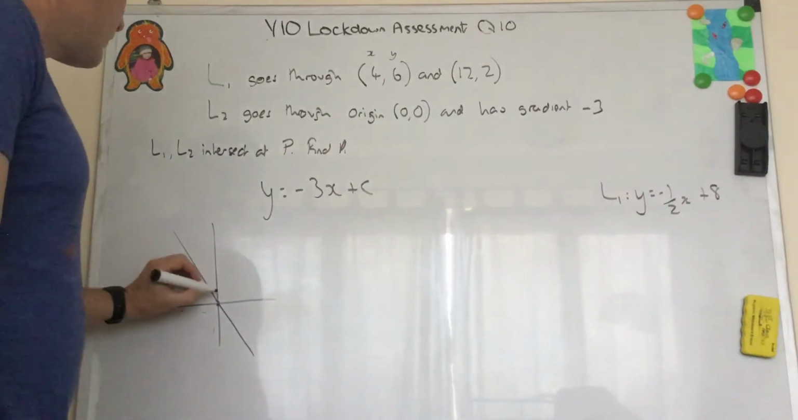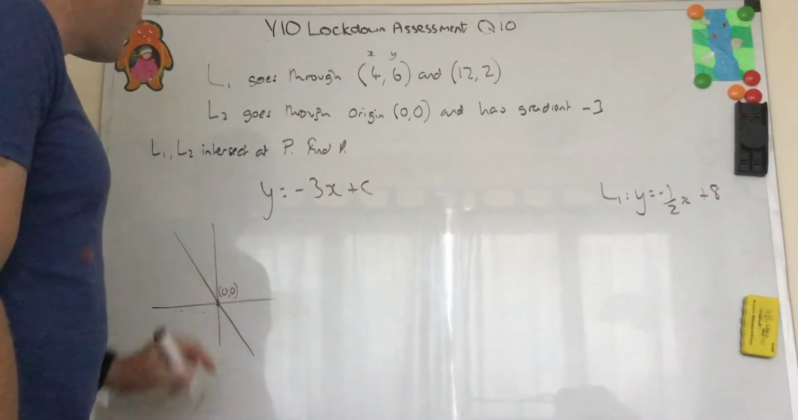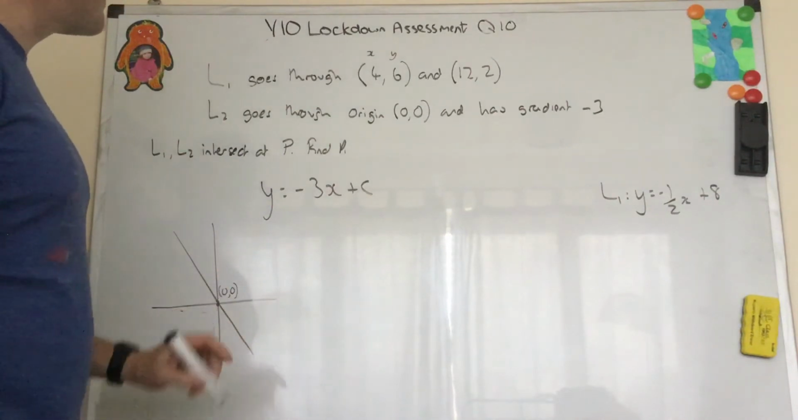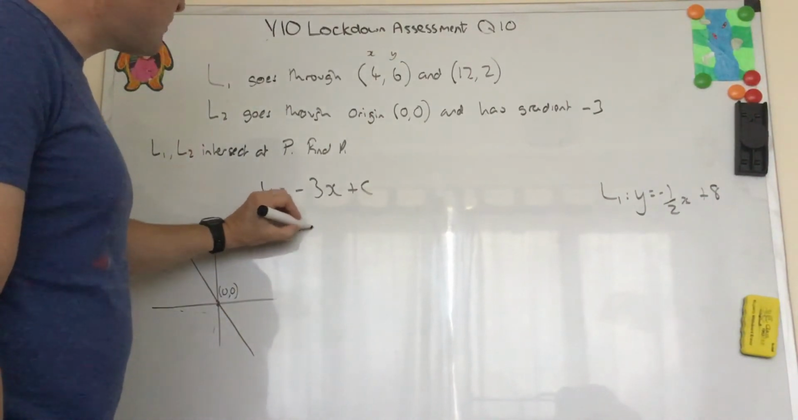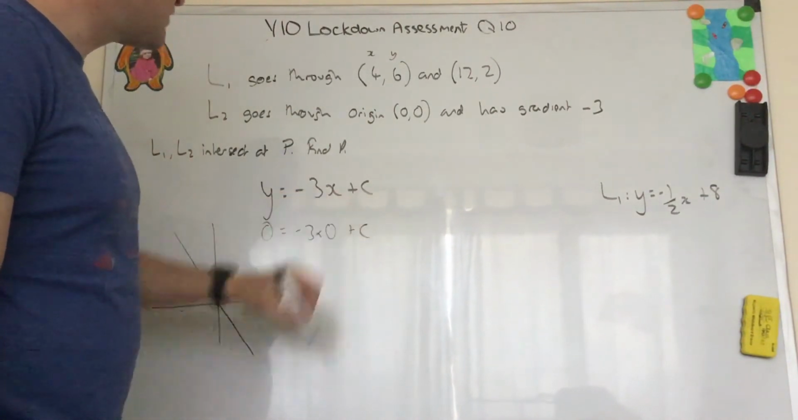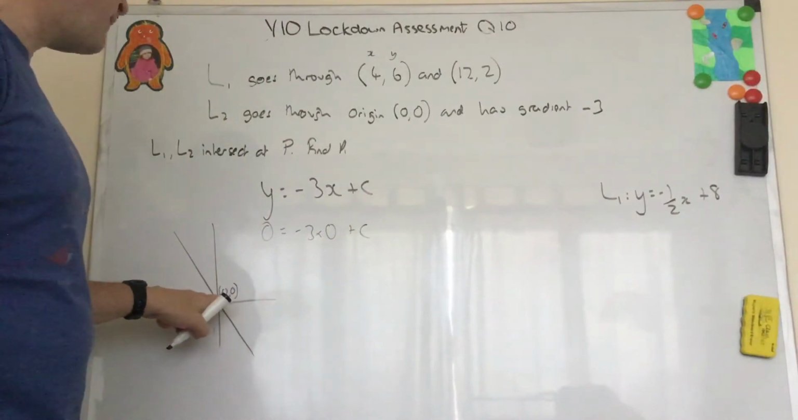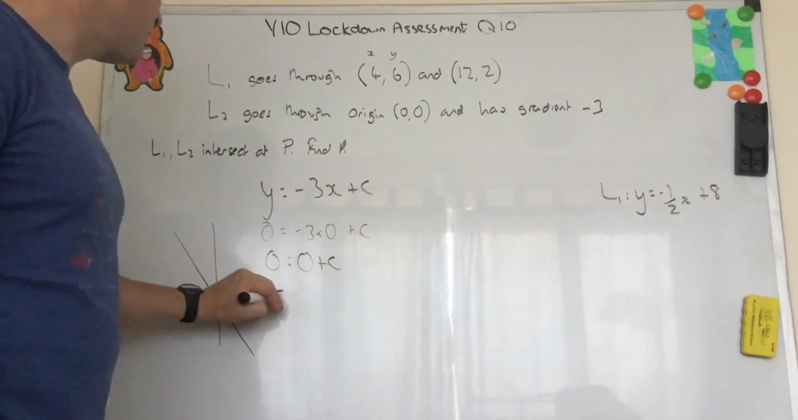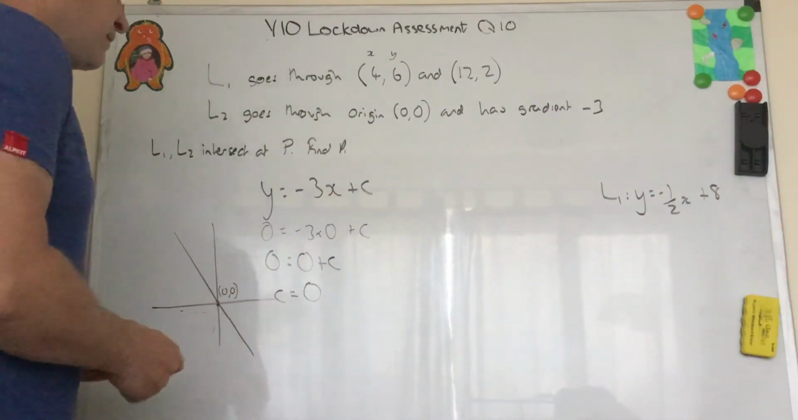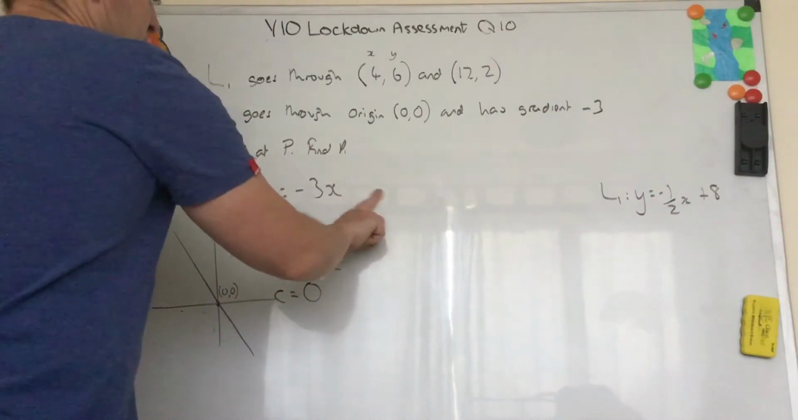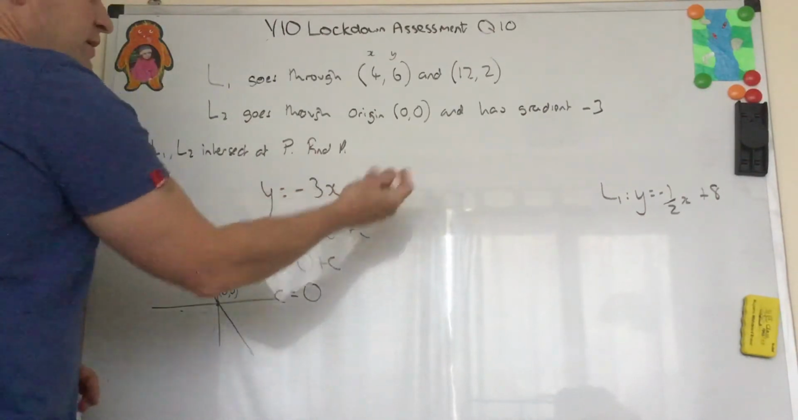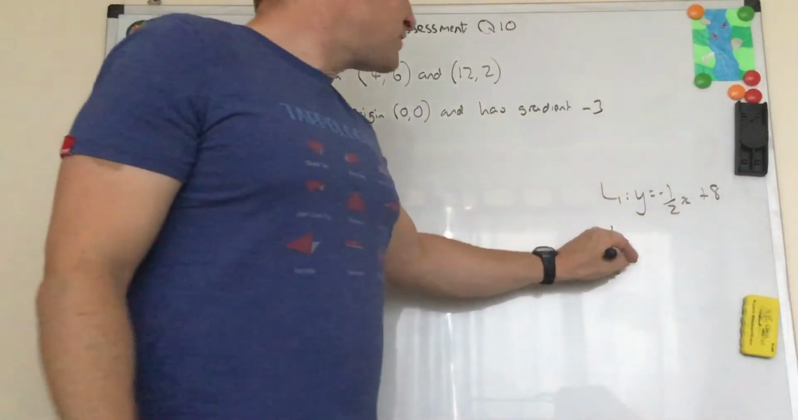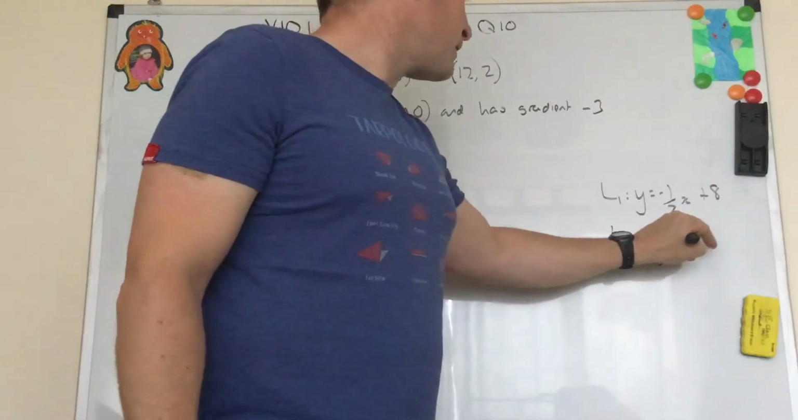If you didn't think of that on the spur of the moment, you could say, well, we know it goes through (0, 0). So 0 equals minus 3 times 0 plus c. When I put in y equals 0, x equals 0, we get 0 equals 0 plus c, so c must be 0. So when I replace c with 0, I get the equation of L2 is y equals minus 3x.